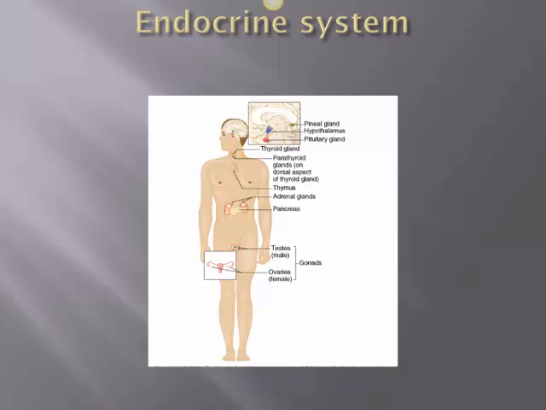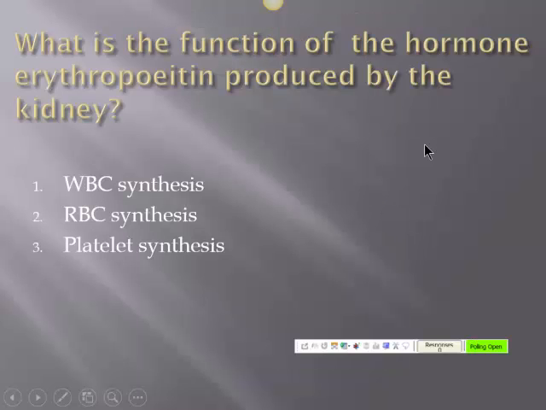Okay, I'm going to begin by asking you a question, and this is from something that you did when you were doing the cardiovascular system, okay? So you learned about this hormone. So we've really started learning about hormones way before this actual system. There was this hormone erythropoietin which was produced by the kidneys. And what is the function of this hormone?